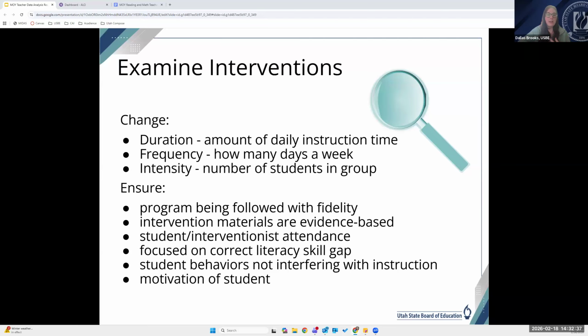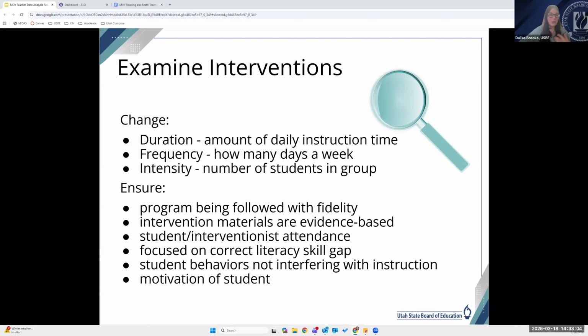So that could be the duration, the frequency, the intensity. Something's not working for the student and we need to change it in order to help that student more effectively. Just make sure that when you are providing interventions to students, that those interventions are being followed with fidelity. You're using a program that is evidence-based. Make sure that you are targeting the correct skill gaps.